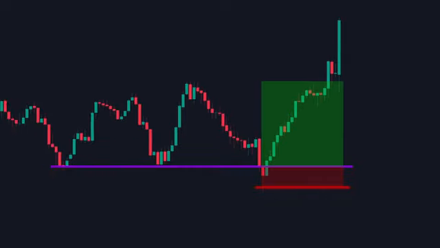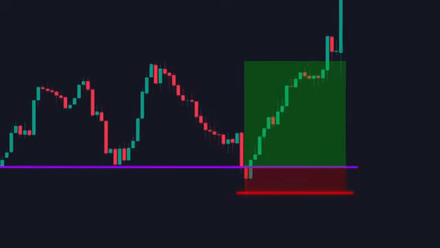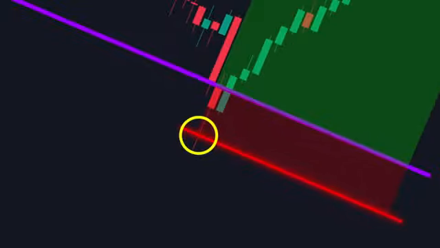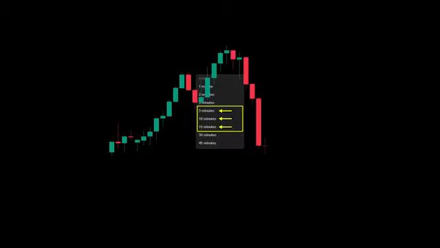Now let me reveal to you how to position yourself on the right side of these moves instead of being the one getting stopped out. This strategy works best on lower time frames like the 5 to 15 minute charts, and you can apply it to any market. I'm going to break this down into 4 simple steps that work together.